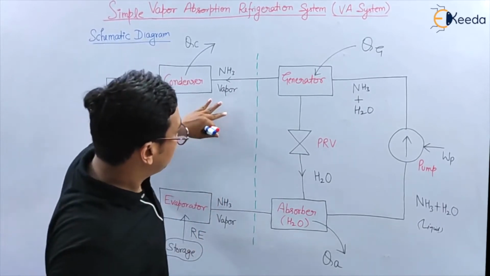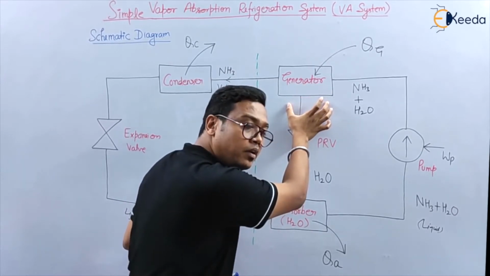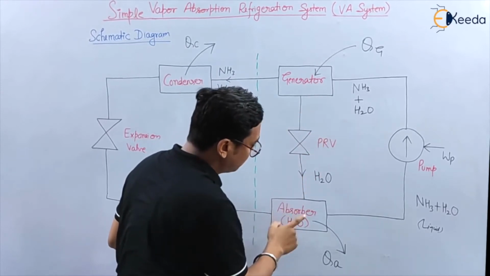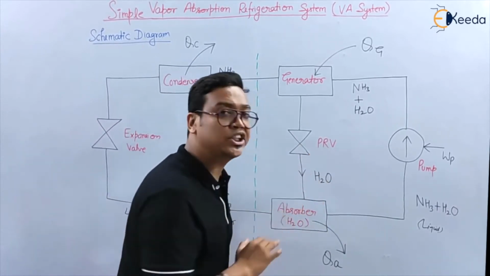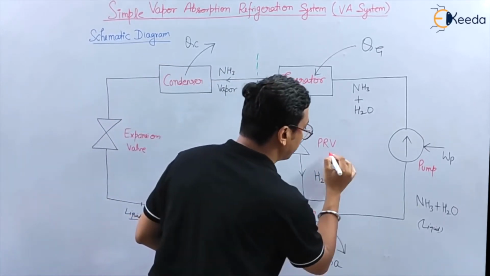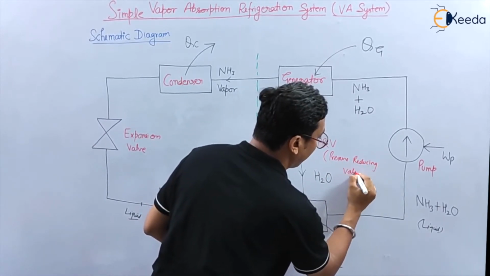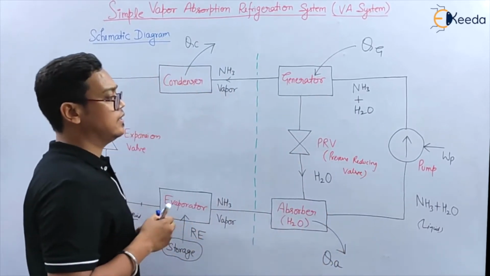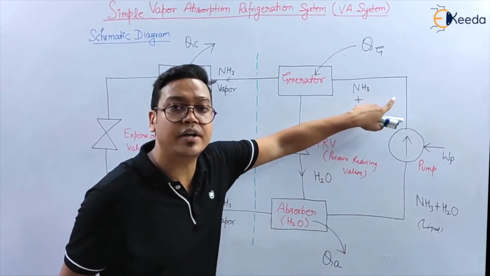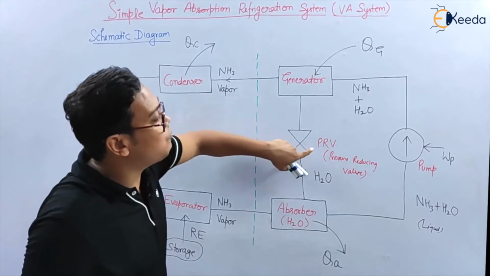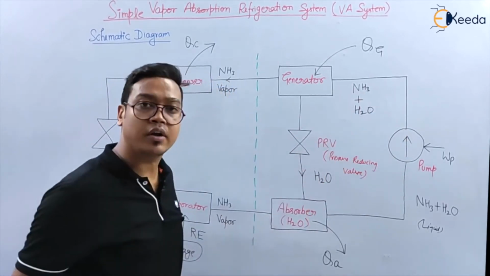Now, in the generator, water will collect at the bottom. And this water is again sent to the absorber through the PRV. PRV means pressure reducing valve. As the name suggests, it reduces the pressure, because the pump has increased the pressure from this point to this point. So the PRV will reduce the pressure of the water and this water again goes to the absorber. So this cycle completes for the water.